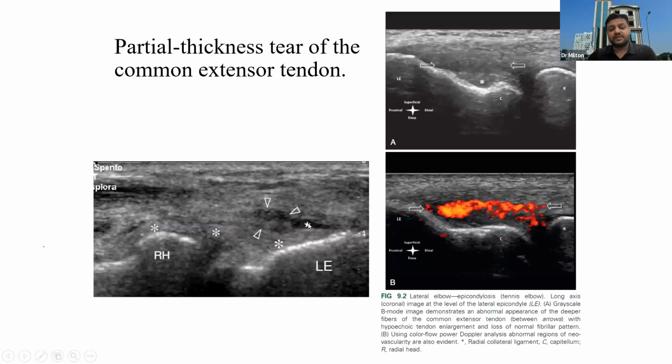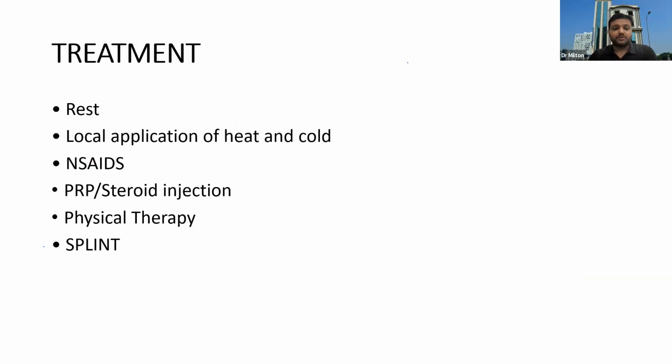So here we can see there is the linear muscle hypoechoic area. This is the linear tear, you can see very easily. Here it gives a huge color, so it is considered the inflammatory part at the common tendon insertion area.